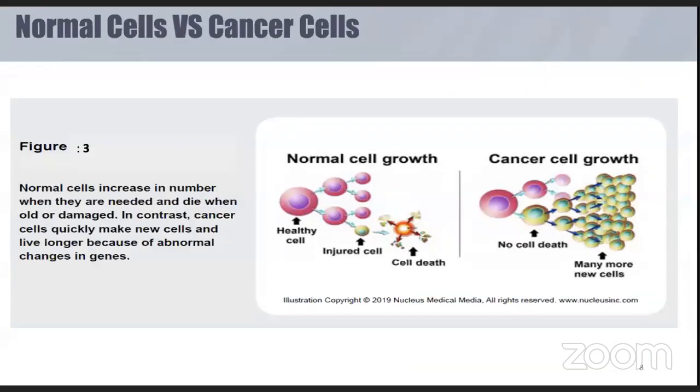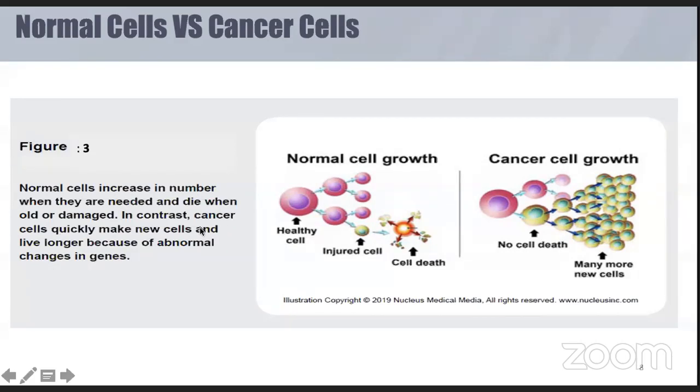To understand cancer in general, we should have a brief knowledge about the difference between normal cells and cancer cells. So this slide shows briefly that difference. Normal cells increase in number when they are needed and die when old or damaged. This is important: they die when they are old or damaged. There is something called apoptosis, or programmed cell death. So the cell has a certain lifespan, and after this time, the cell will die or be damaged.